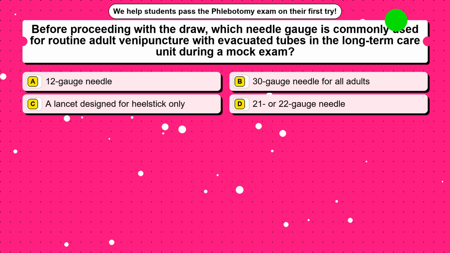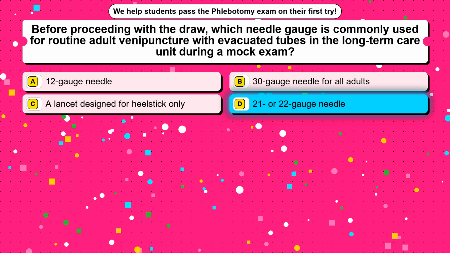Question 23. Before proceeding with the draw, which needle gauge is commonly used for routine adult venipuncture with evacuated tubes in the long-term care unit during a mock exam? Option A. 12 gauge needle. Option B. 30 gauge needle for all adults. Option C. A lancet designed for heel stick only. Option D. 21 or 22 gauge needle.